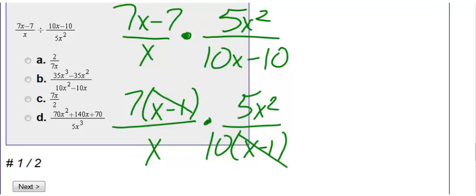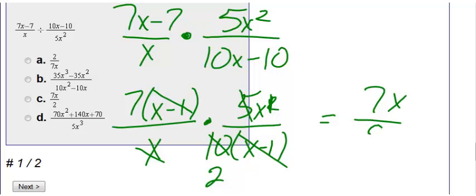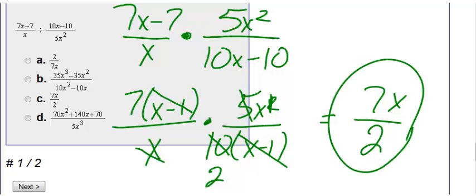x minus 1, x minus 1. I have an x here. I have 2 of them here, so I can get rid of one of them. So I'm just left with 1. A 5 goes into 5 once. 5 goes into 10 2 times. So on top, all I'm left with is 7 and an x. On the bottom, all I'm left with is a 2. So I get 7x over 2 as my answer.